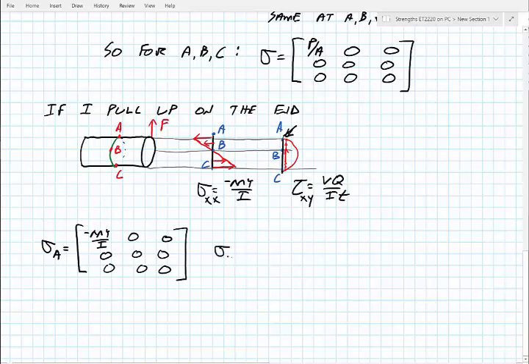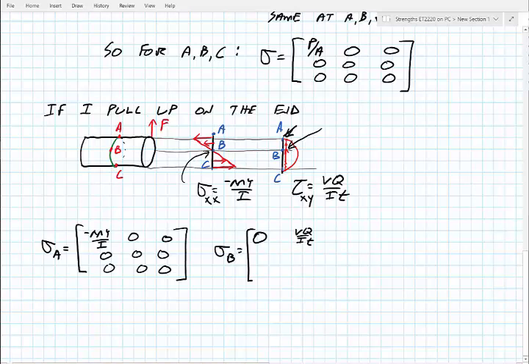What about point B? Well, if I look at B, now I have 0 bending stress because it's right on the neutral axis. So I don't have an My over I. But I do have a shear stress. I have my maximum, my VQ over It, at point B. And that is in the XY position. So I end up with 0, and then I have my VQ over It right there.